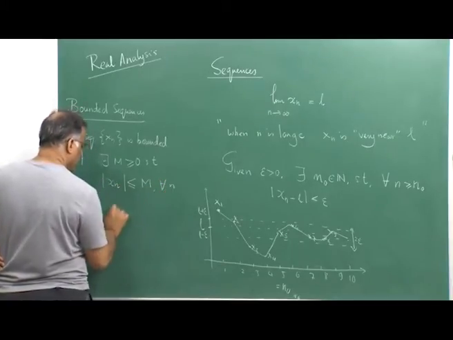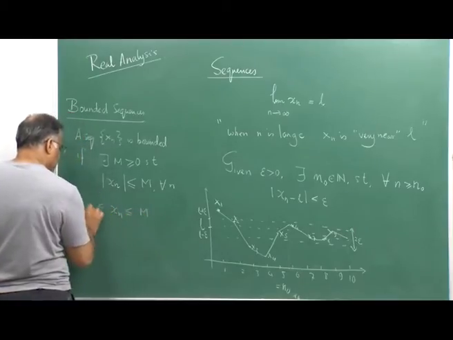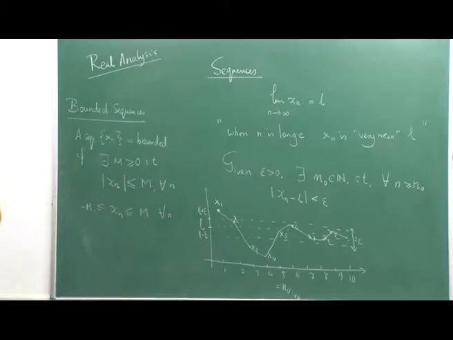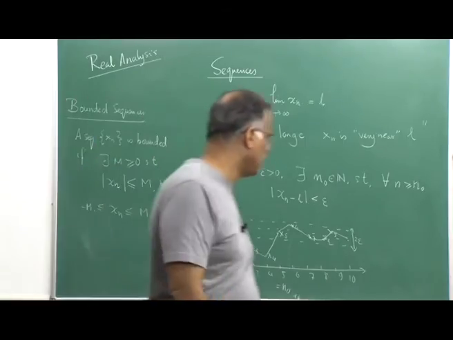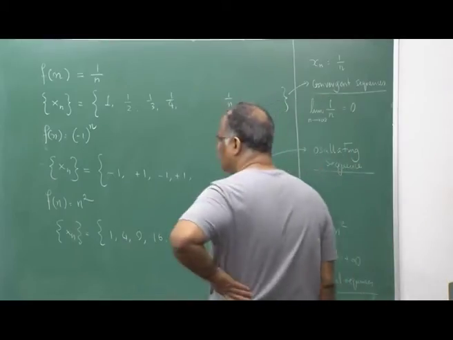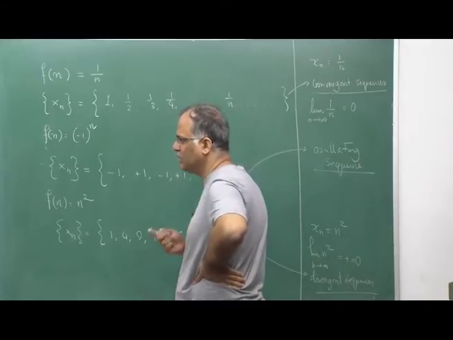That is the meaning, which simply means that xn must lie within m and minus m. That is what it simply means. Now, there is a beautiful connection between convergent sequence and bounded sequence. For example, this sequence which does not converge is bounded. So, every bounded sequence need not be convergent.